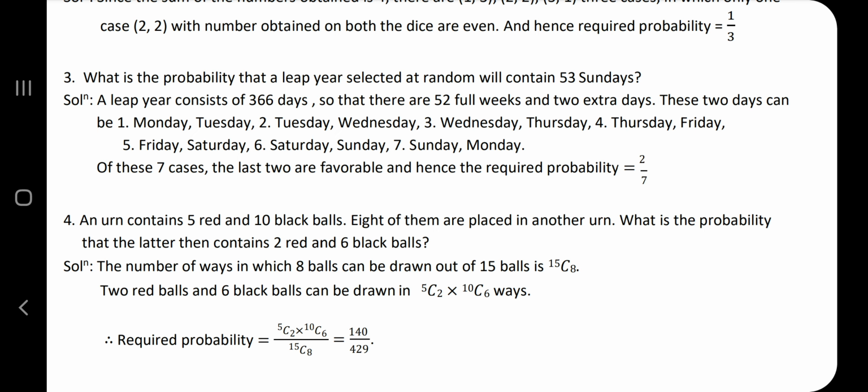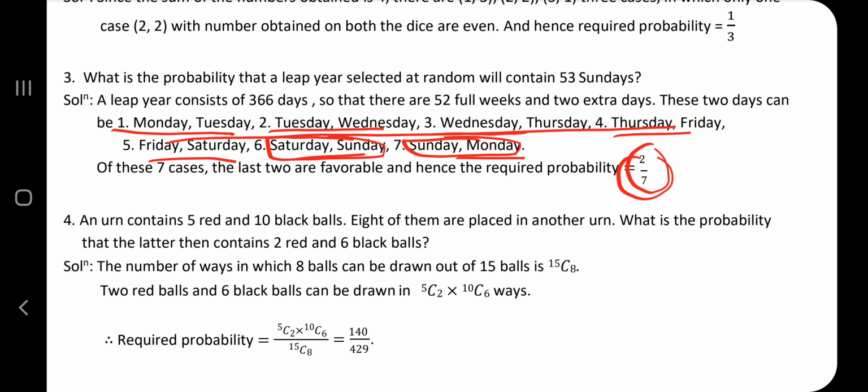What can the 2 extra days be? Monday-Tuesday, Tuesday-Wednesday, Wednesday-Thursday, and so on. So there are totally 7 possibilities, right? 1, 2, 3, 4, 5, 6, 7. In these 7 possibilities, there is a Sunday coming here and a Sunday coming here. So in 2 by 7 possibilities, you can get a 53rd Sunday, because 52 Sundays, 52 Mondays, 52 Tuesdays, everyone will get. That is not the point of consideration. The 53rd Sunday happens in 2 possibilities out of 7.